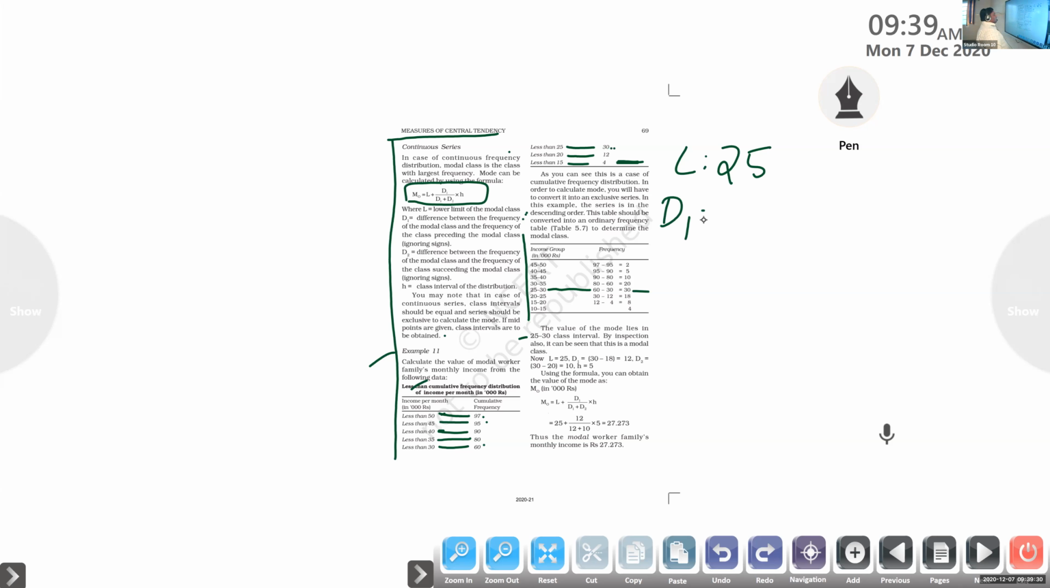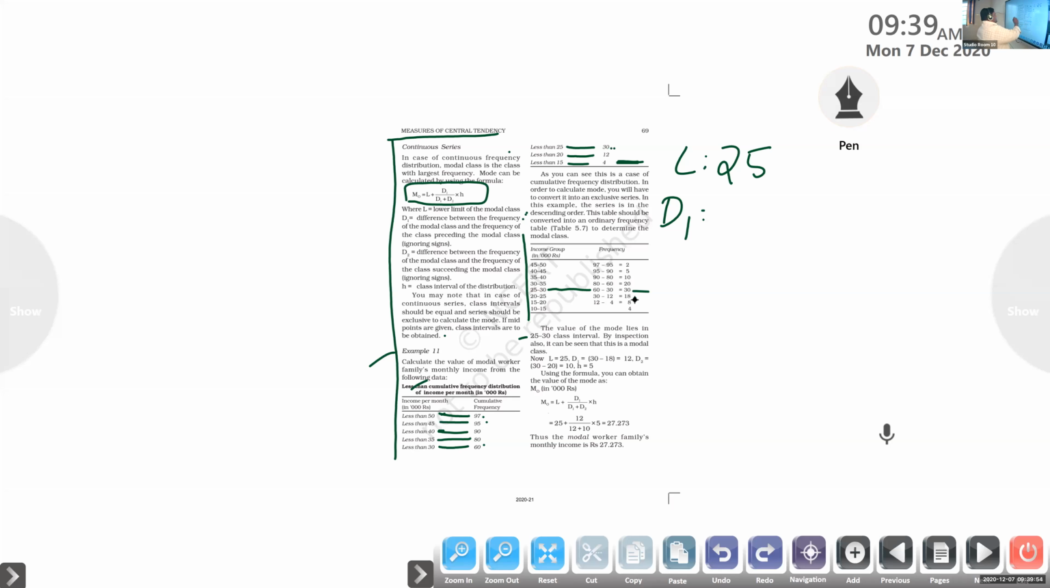D1. So what is D1 here? The difference between the frequency of the modal class and the frequency of the class preceding the modal class. But here they used the succeeding one, which is 30 and 18 below that. Clear or not? Preceding means they have to take 20, right? The preceding data is 20 only, no?